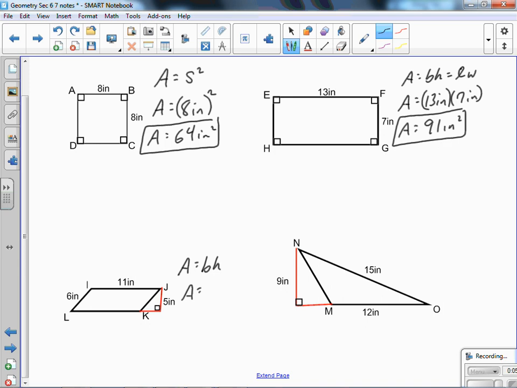Which side length represents the base? The 11. So the base is 11 inches. And which of the other two is the height? The 5 inches, the perpendicular distance from one base to the other. We've got 11 inches times 5 inches for an area of 55 inches squared.